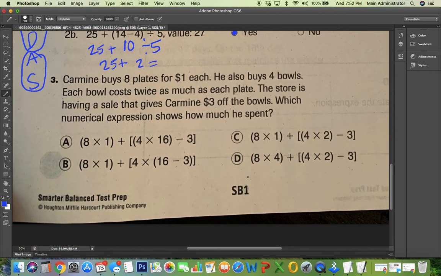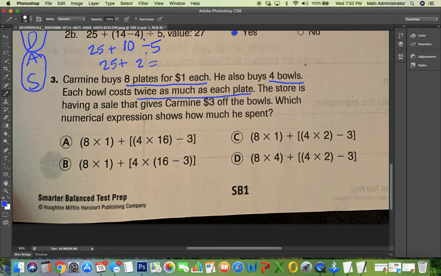the last problem. With the last problem, I'm going to draw a picture here to help me. It says that Carmine buys 8 plates for $1 each, and he also buys 4 bowls that cost twice as much as each plate. So I guess the bowls must be $2 if the plates are $1. And it says the store is having a sale that gives Carmine $3 off of the bowls. So it must be if you buy a bunch, you get $3 off. So I'm going to have to do minus 3 at the end.